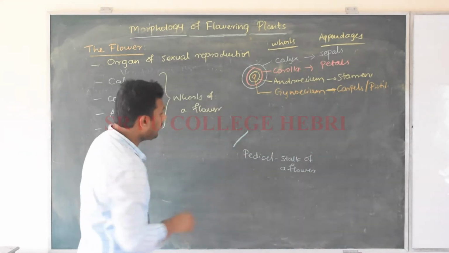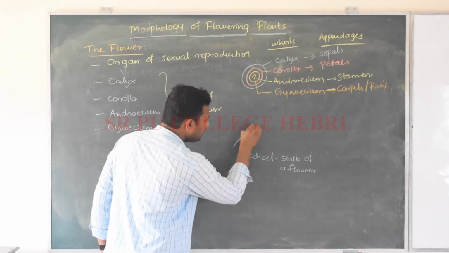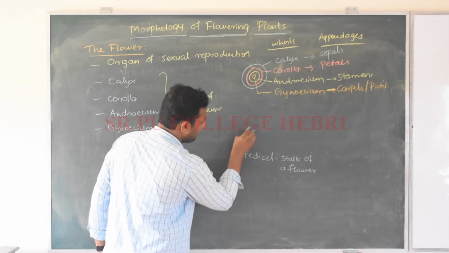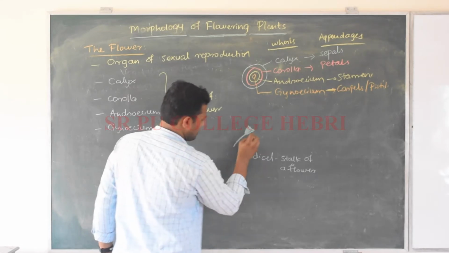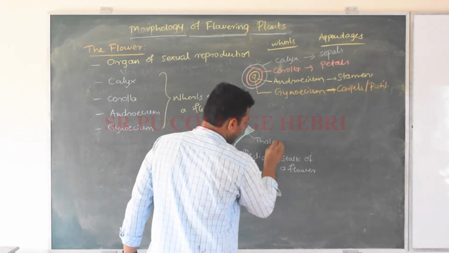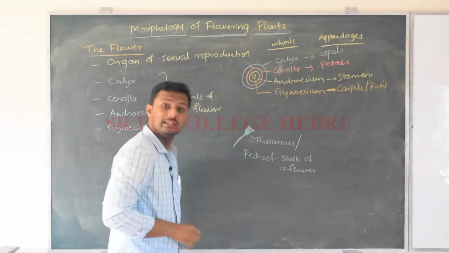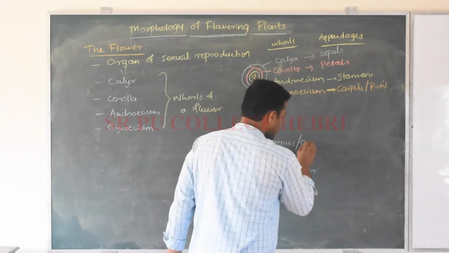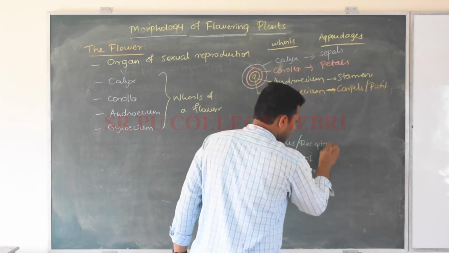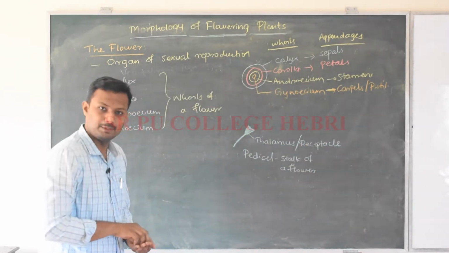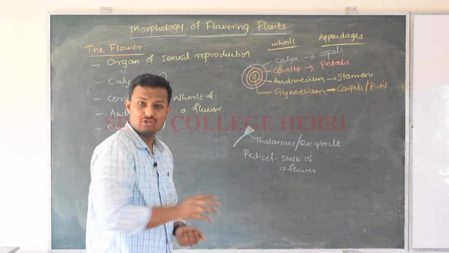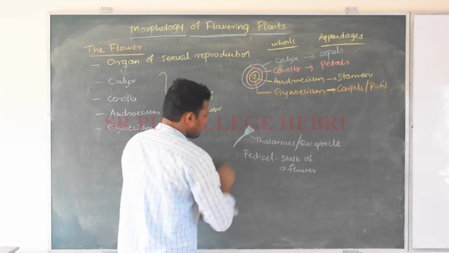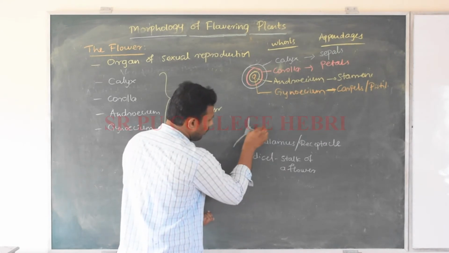Pedicel. Okay. And on this pedicel, there will be a swollen structure, the swollen end of the pedicel. This is what is called the thalamus, or the other name for thalamus is receptacle, on which all these 4 whorls of a flower are arranged or produced. See, like this, calyx, they are the small green leaf-like structures.